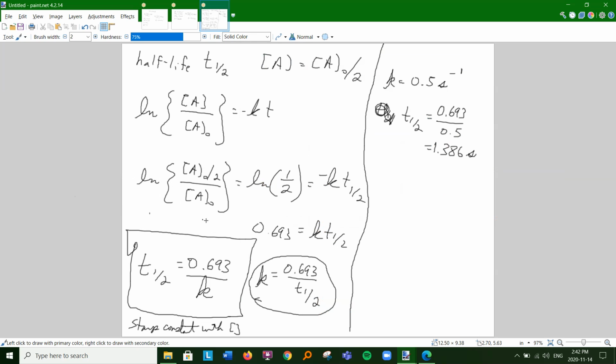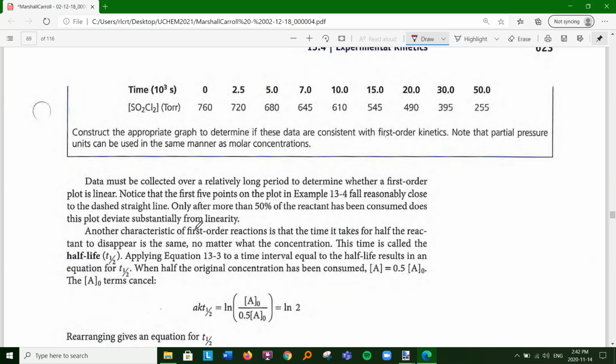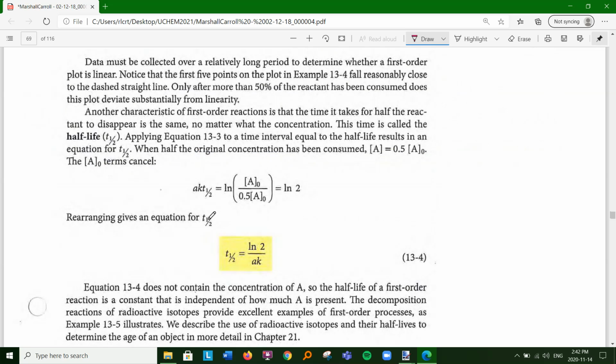That's not the textbook. Where's my textbook? There we go. Here's the proof. There's the value.